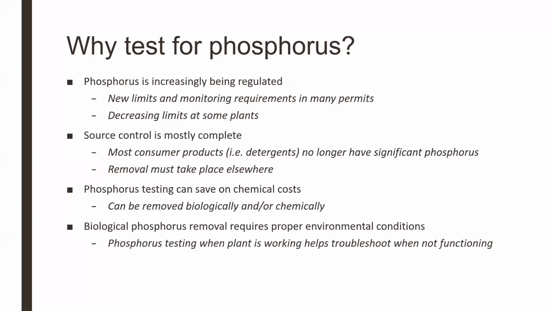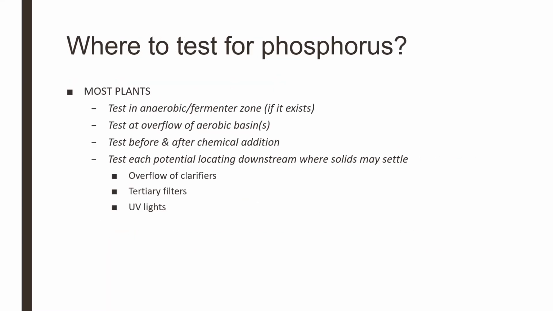Another reason to test for phosphorus is that biological phosphorus removal requires proper environmental conditions. Phosphorus testing when the plant is working helps troubleshoot when it's not functioning well. So understanding what your biology is doing when the biological phosphorus removal is clicking along will help you to troubleshoot where something might not be working right, what process in the plant is not functioning well when the biological phosphorus removal drops off. Hopefully that won't be happening, but it is additional information to help you as an operator.